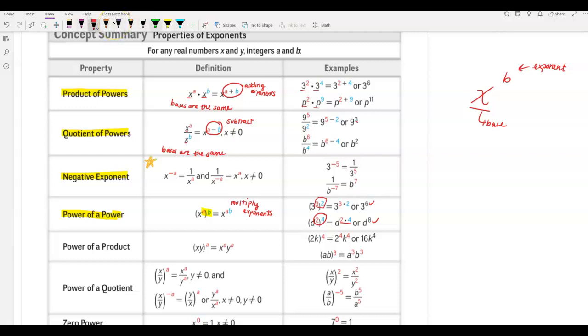Now we have what we call power of a product. And this says when you're multiplying 2 variables inside parentheses, you're actually going to distribute that exponent to each of your bases. So it becomes x to the a, y to the a. So here we have 2k to the 4th. That 4 is going to go to both the k and the 2. So we get 2 to the 4th, k to the 4th. And 2 to the 4th actually simplifies to 16.